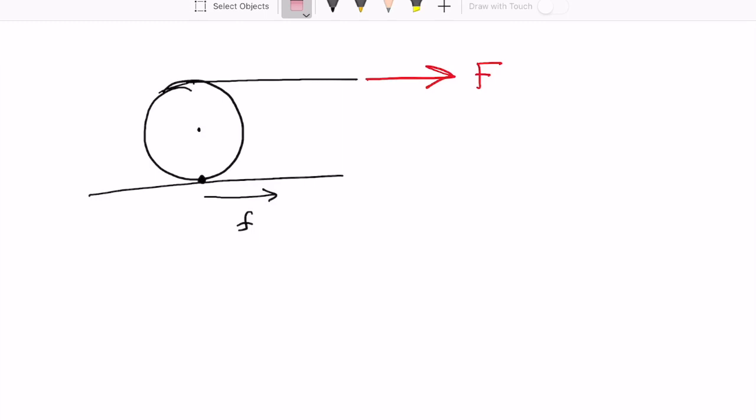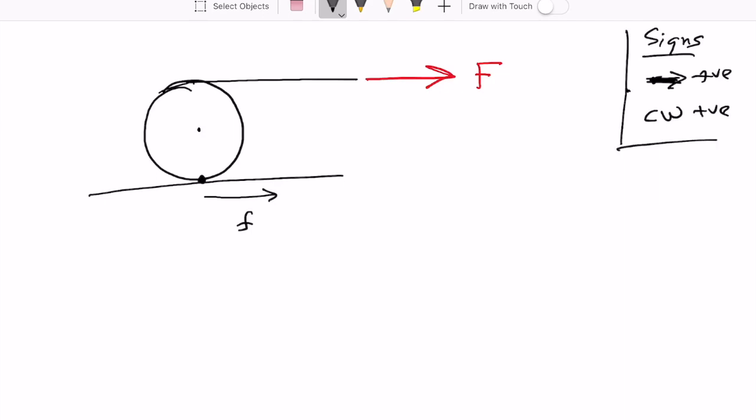Okay, now let's apply Newton's second law. So we have our forces. We need a sign convention. So we can just choose right is positive. Our sign convention is right is positive. We also need an angular sign convention. So if we have chosen right is positive, if the wheel rotates to the right, it's going to rotate in the clockwise direction. So we should also choose clockwise is positive as our sign convention for angular quantities.